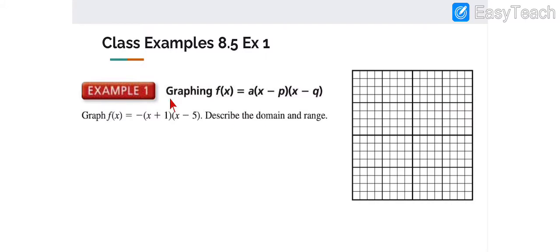All right, so for this problem, it says graph this one using this form. A couple things we know right away. Our a value is negative. Therefore, this is going to be a decreasing parabola. X plus 1 is one of our intercepts. X minus 5 is our other intercept.